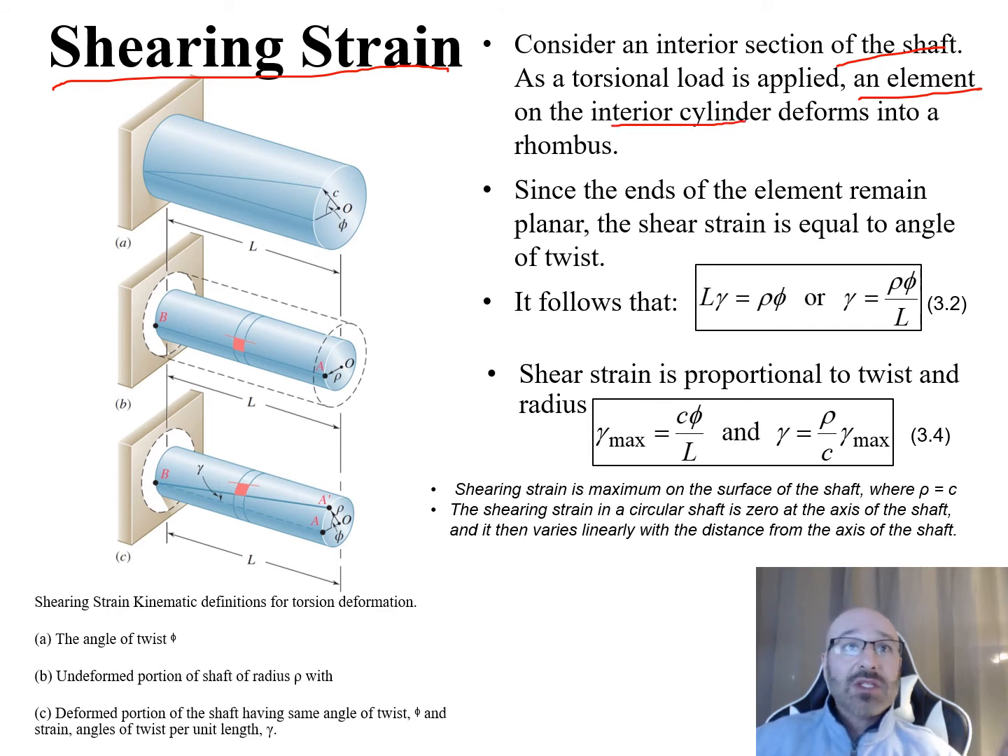In part A, we can see here's our shaft. It has some length, L. You can see there's our center axis at O, and our radius coming out to the end. This is that length C when we're at the max on the surface. And we can see our phi here for our angle of twist.